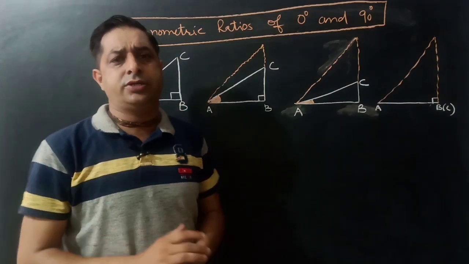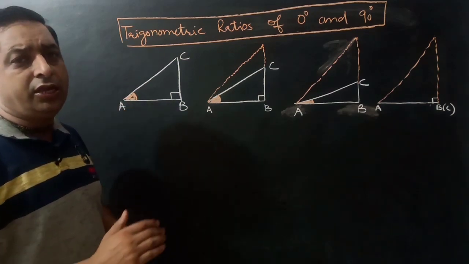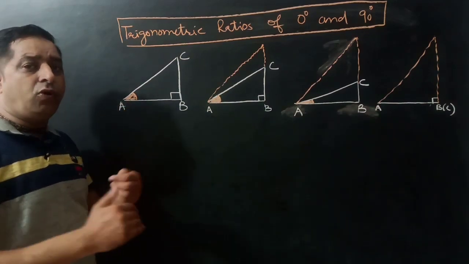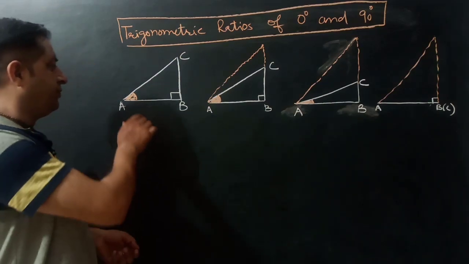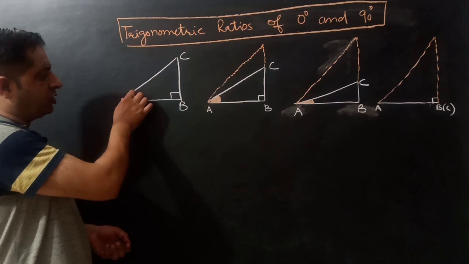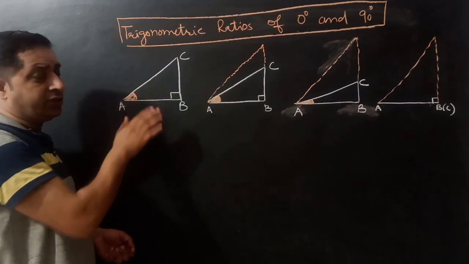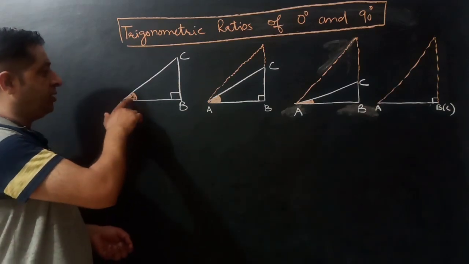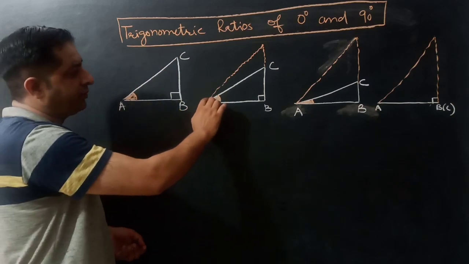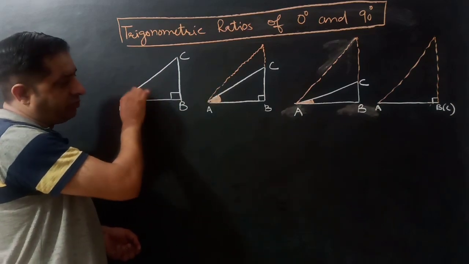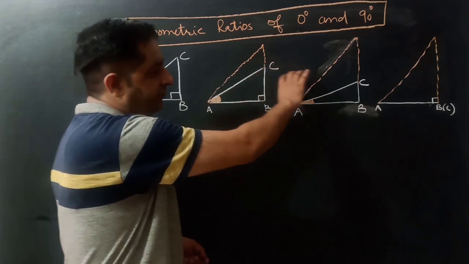Now we will try to understand what happens to the trigonometric ratios of angle A if the angle A gets smaller and smaller, if it tends toward 0 degree. Suppose angle A is going to decrease, it tends toward 0 degree. Then the length of BC becomes decreasing. Look here, when the angle A becomes smaller, then the length of BC will decrease.